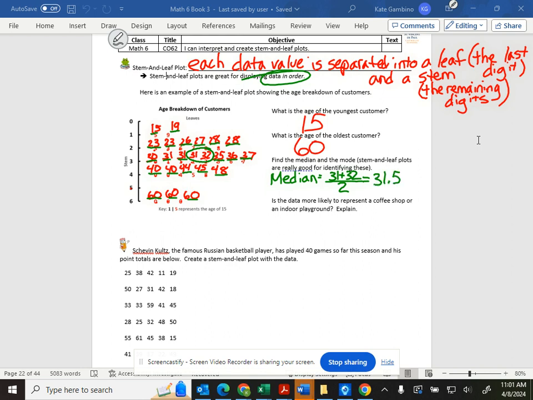31.5. That is the median age. That middle age is in between 31 and 32. 31.5. How do I find my mode? What does mode mean, Melanie? The number that appears the most. What number do I see the most of?